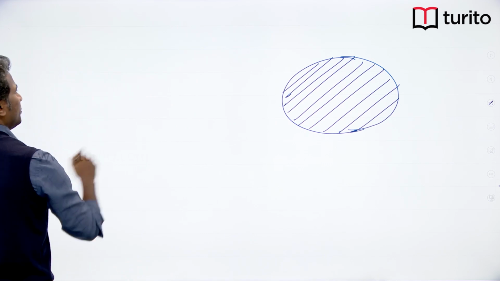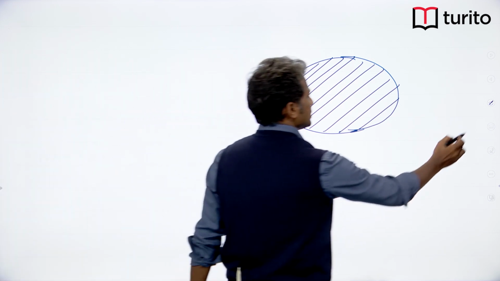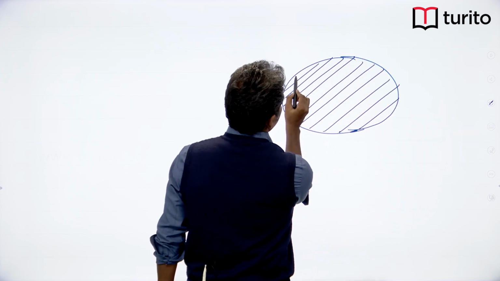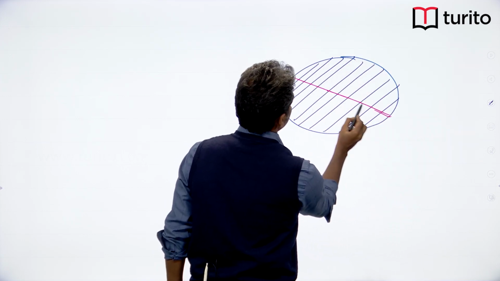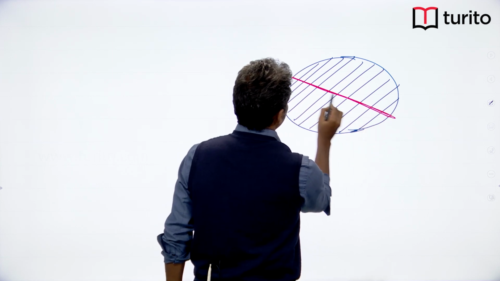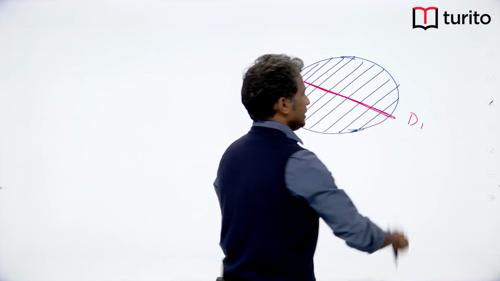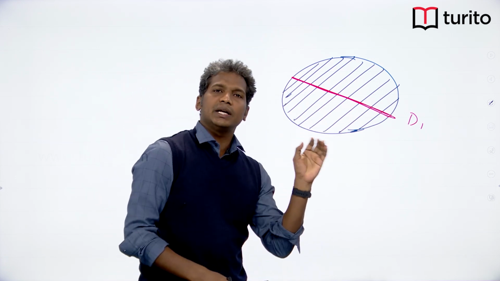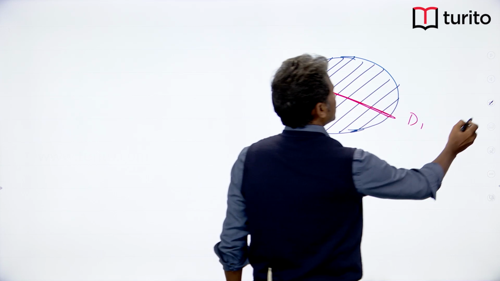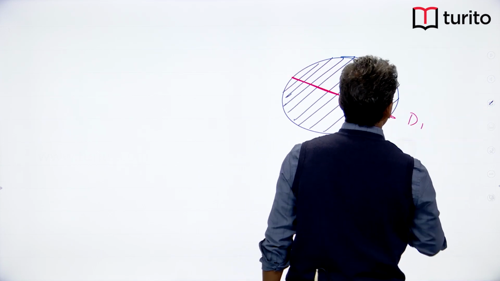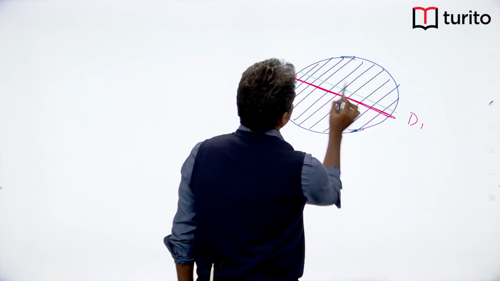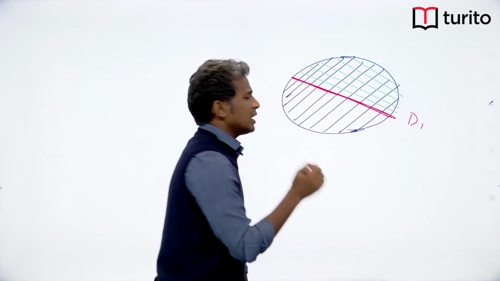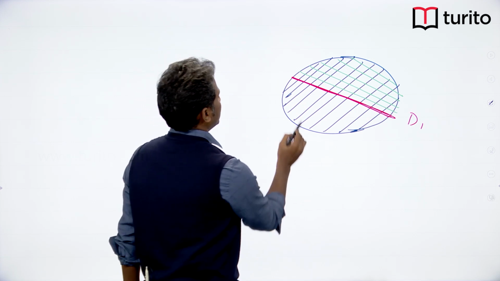Now, the locus of midpoints of all these parallel chords will be called a diameter. Let us take the diameter here to be like this. This is the diameter. Let us name this D1. And parallel to this diameter, if I take chords, let us draw them in a different color. Let us take green here. So, these chords have the same slope as the diameter D1.